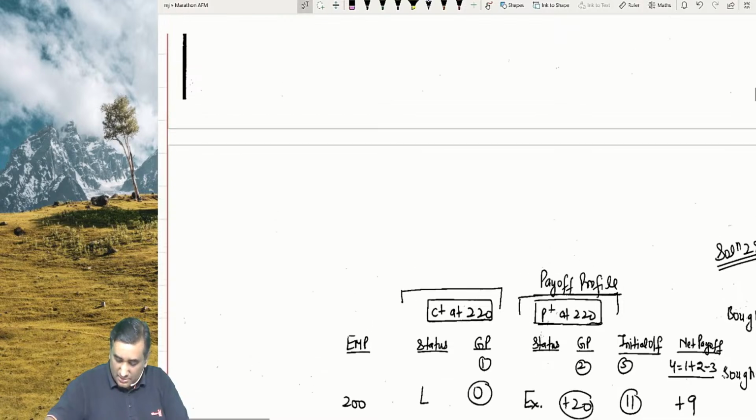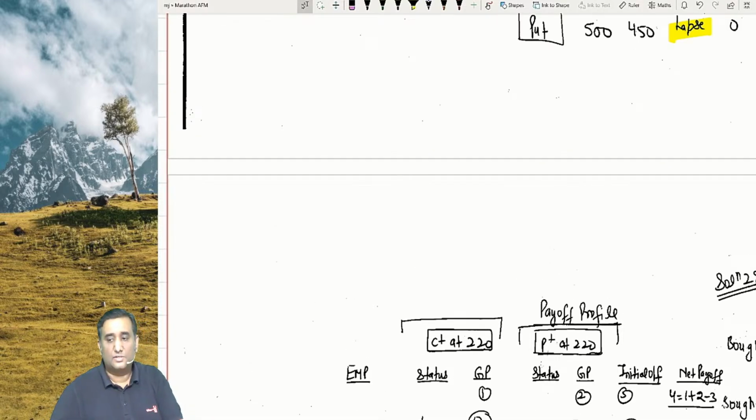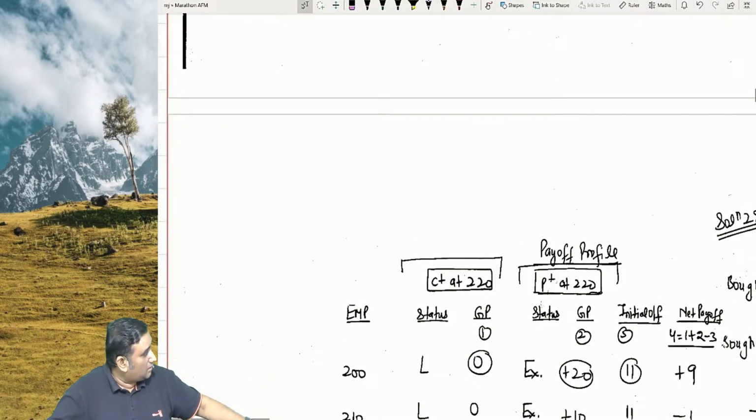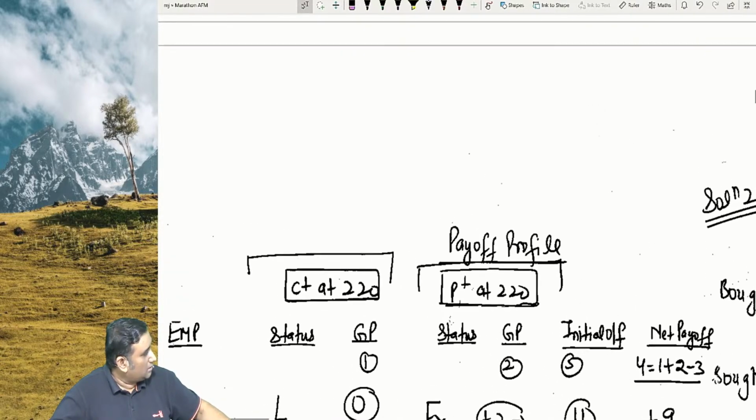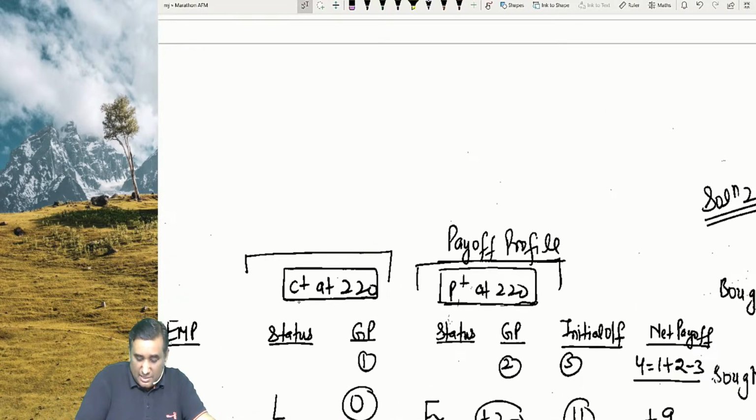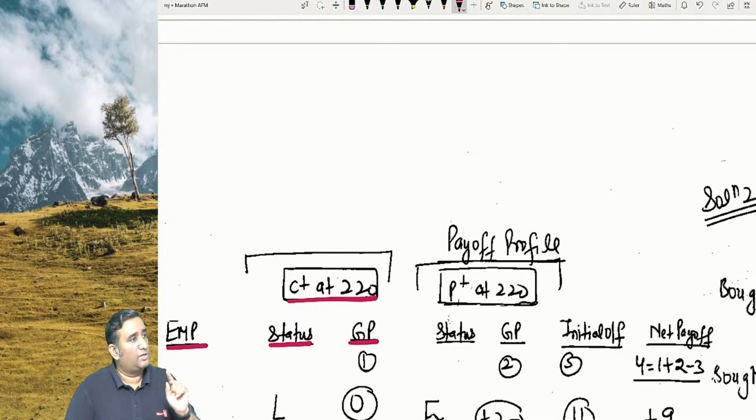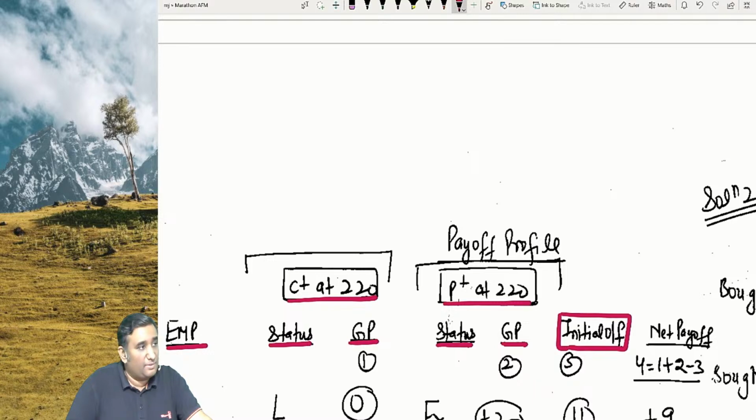What I do in the exam is, I make this chart first. What you see as of now, this much part, what I put. C plus at 220, expected market price, status, gross profit. Sir, why have you put gross profit? Because holder can only have a gross profit. Then I have P plus at 220, status, gross profit. Initial outflow is premium paid and net payoff.